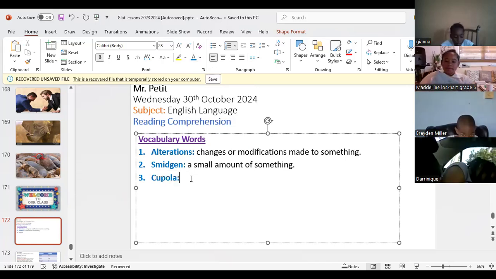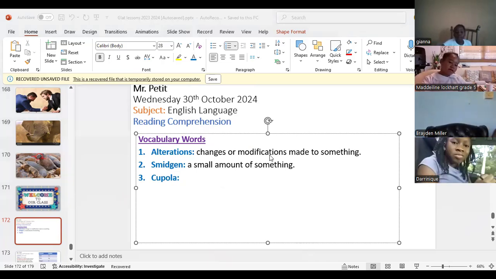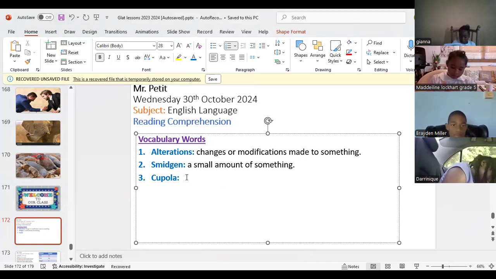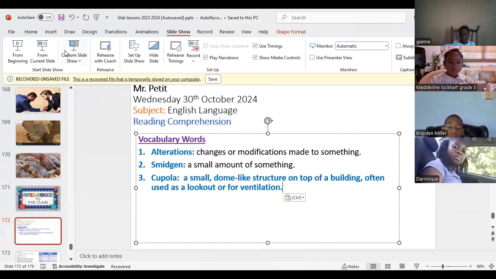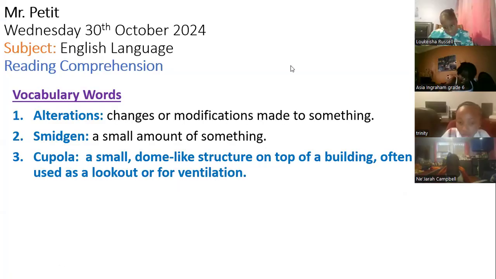Anyone ever heard that word before? Cupola. No, sir. I think so. My sister said that, but she was just playing. I don't think she knew what that meant. Okay. Cupola. All right, let's read the definition of cupola. Go ahead, Madeline. A small dome-like structure on top of a building, often used as a lookout or for ventilation.